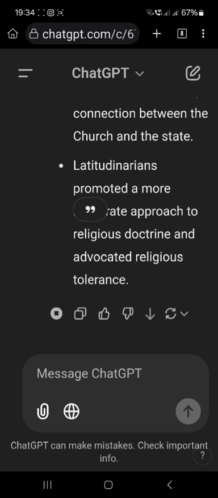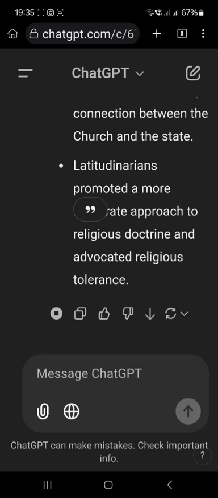Number 4, protection of Protestantism. The Glorious Revolution had a strong religious dimension, with concerns about the preservation of Protestantism playing a central role. The revolution's success in ensuring Protestant succession and safeguarding the Anglican Church from perceived Catholic threats was viewed as a triumph for Protestantism and religious freedom.